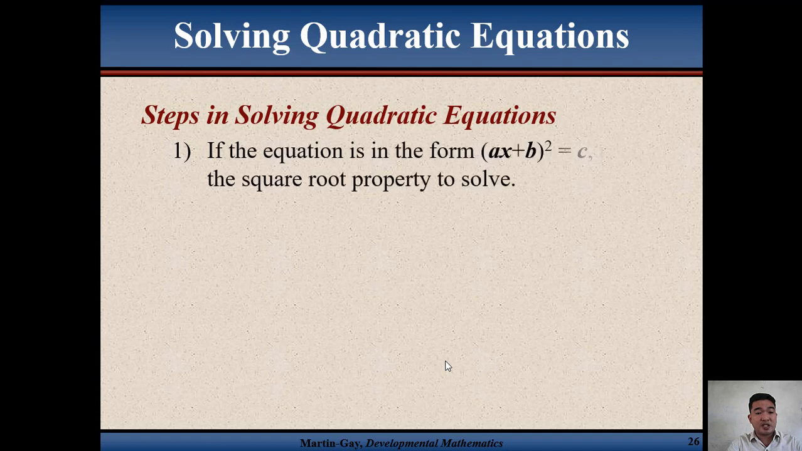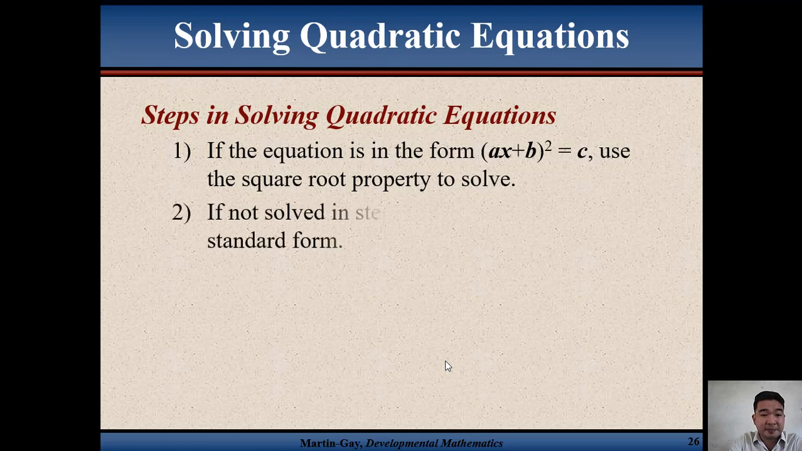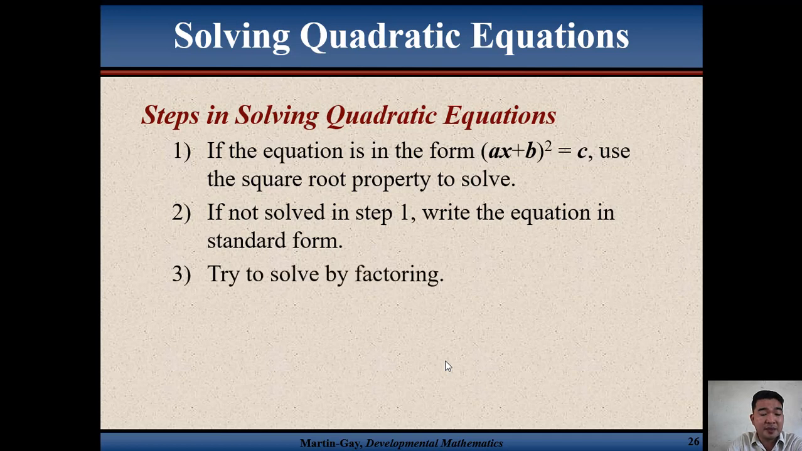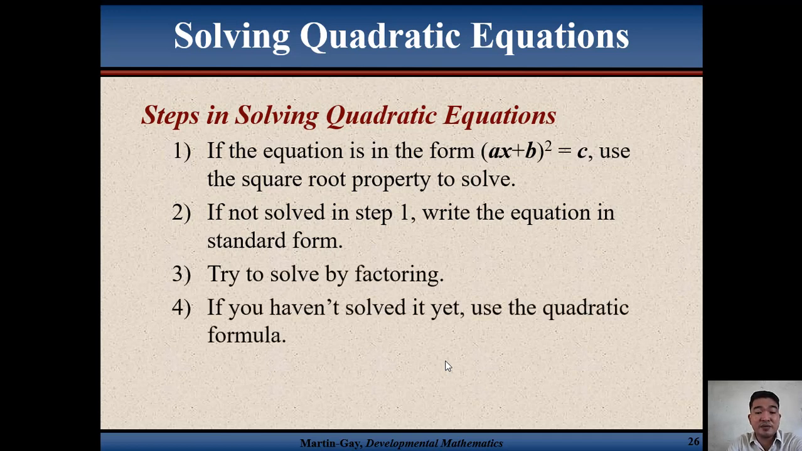Solving quadratic equations. Steps in solving quadratic equations. If the equation is in the form, the quantity ax plus b squared equals c, use the square root property to solve. This is summing up. If not solved in step 1, write the equation in standard form. Try to solve by factoring. If you haven't solved it yet, use the quadratic formula. So our last resort is the quadratic formula.